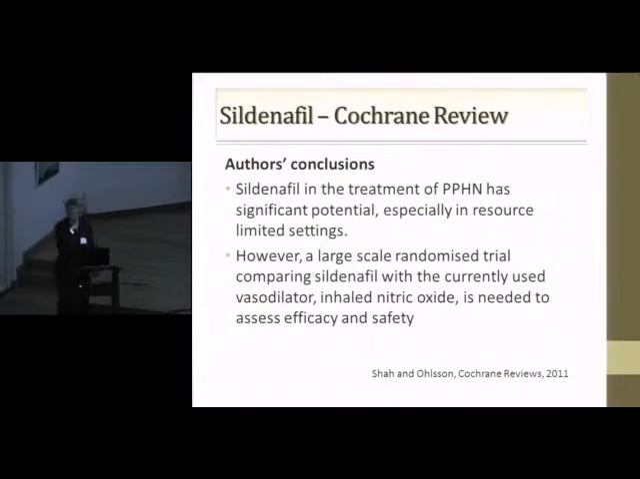So the authors' conclusions for the Cochrane review were that sildenafil in the treatment has a significant potential, especially in resource-limited settings, as a good treatment. But they're, again, as usual, recommending a large-scale randomized trial comparing sildenafil to inhaled nitric oxide to assess both efficacy and safety.